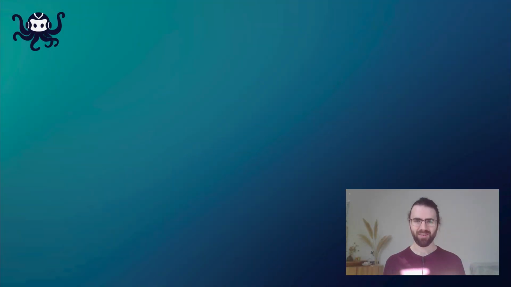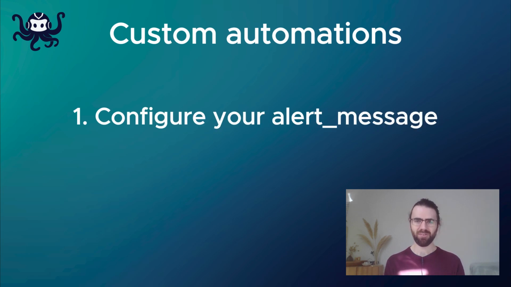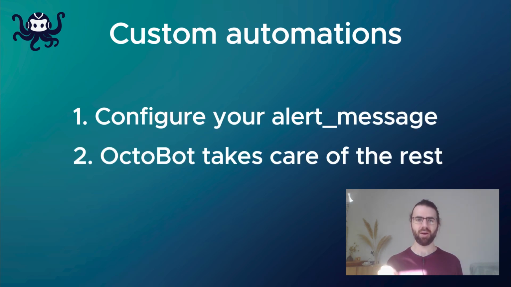So it's simple as that. You just need to configure your alert message, and OctoBot will take care of everything as soon as it receives your alert. Now, how can you use it?